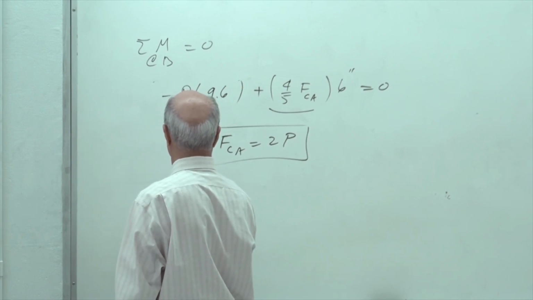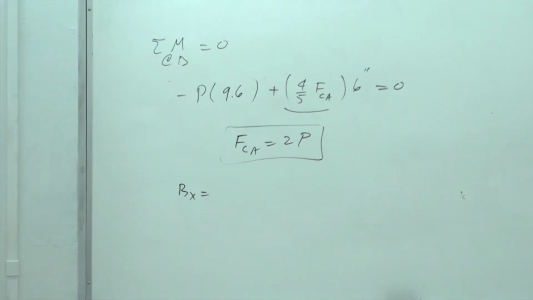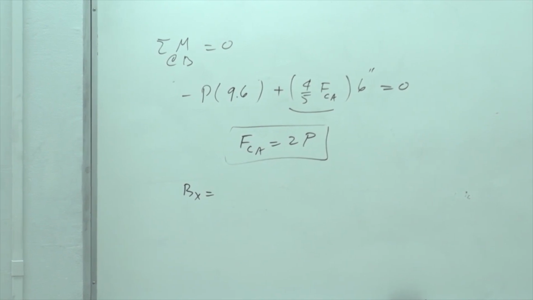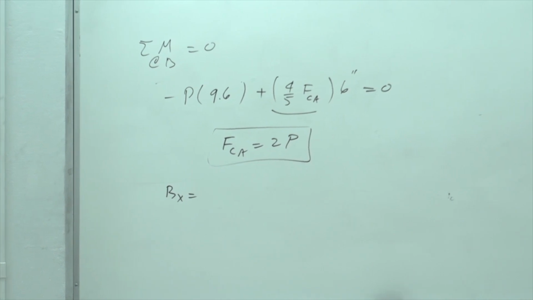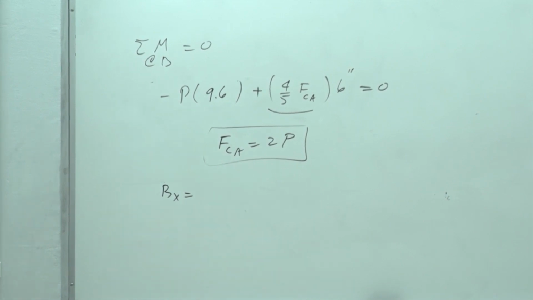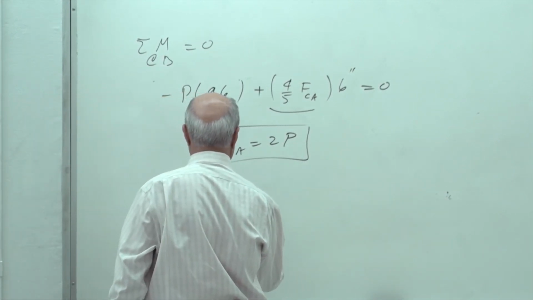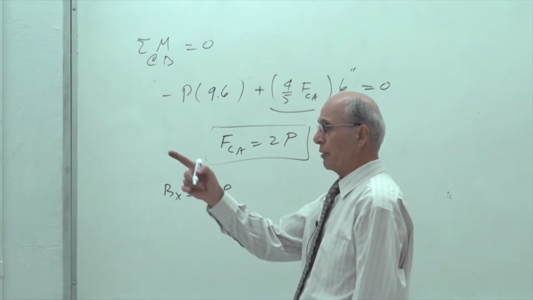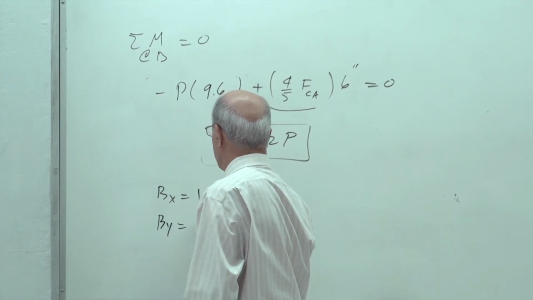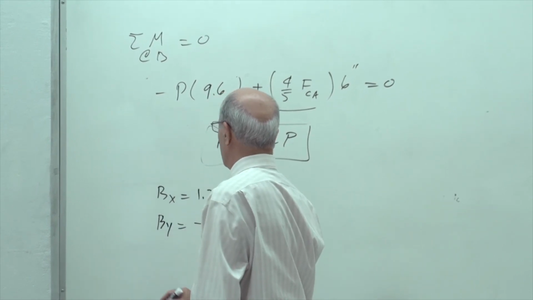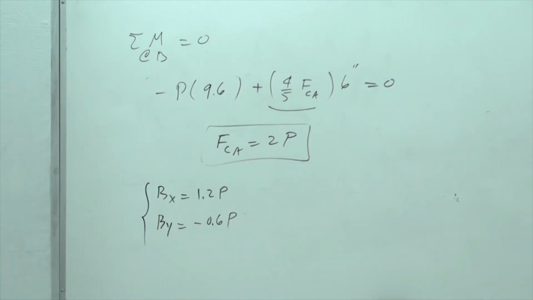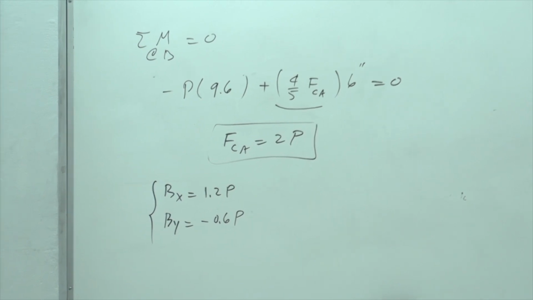Bx is equal to, after you use sigma Fx, so let me give you the number. That is very simple. You can calculate your own, by the way. So Bx becomes equal to 1.2P. So whatever value P is, that becomes 1.2. The direction is correct because it came positive. And By, when I use sigma Fy, becomes minus 0.6P, which is negative, means that direction is incorrect. That is a static problem. Everything was in terms of P.